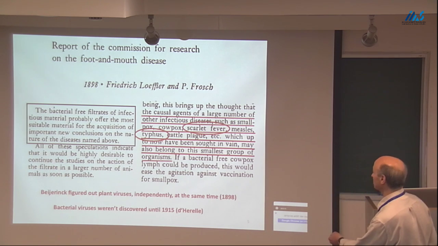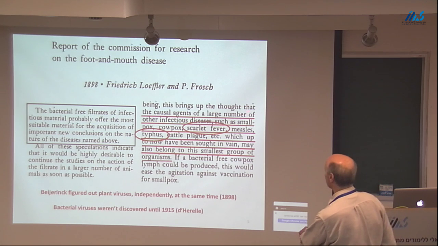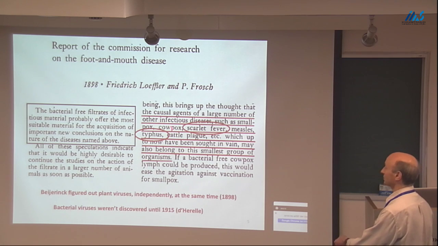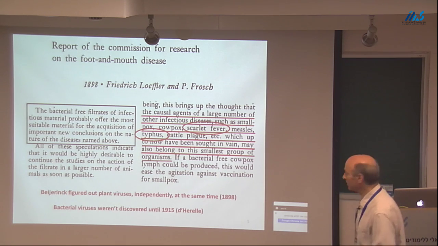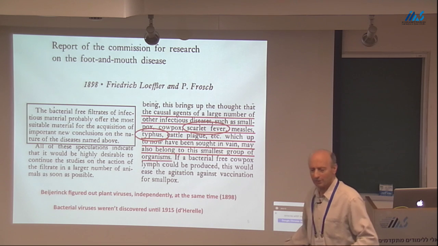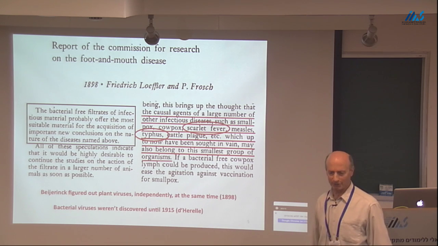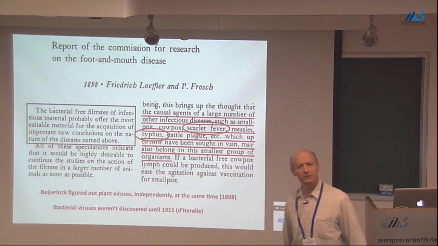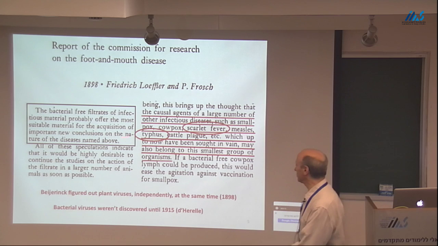Then they conclude by saying that this brings up the thought that the causal agents of a large number of other infectious diseases, such as smallpox, cowpox, and they give a list. I've circled the ones that aren't viral diseases, but after all, he was just speculating that many of these would turn out to be viral diseases.